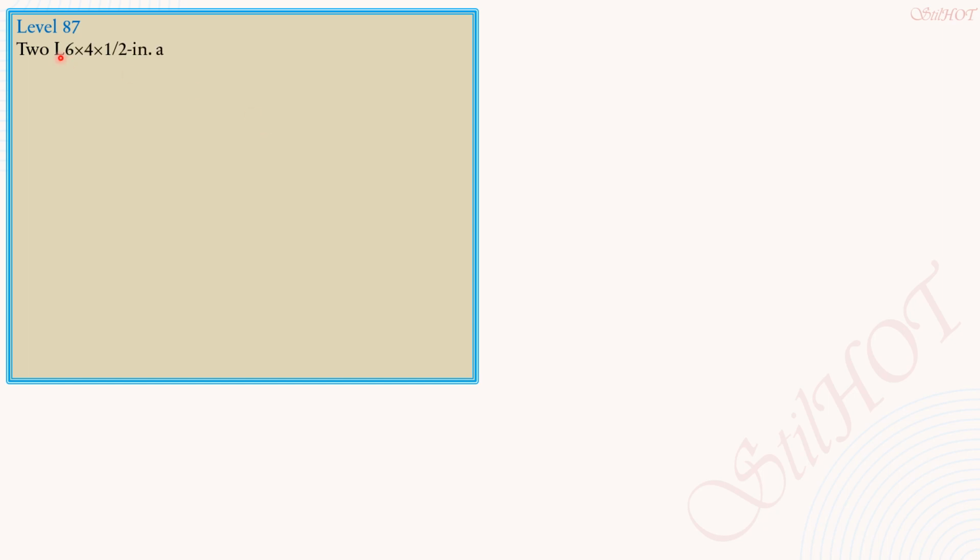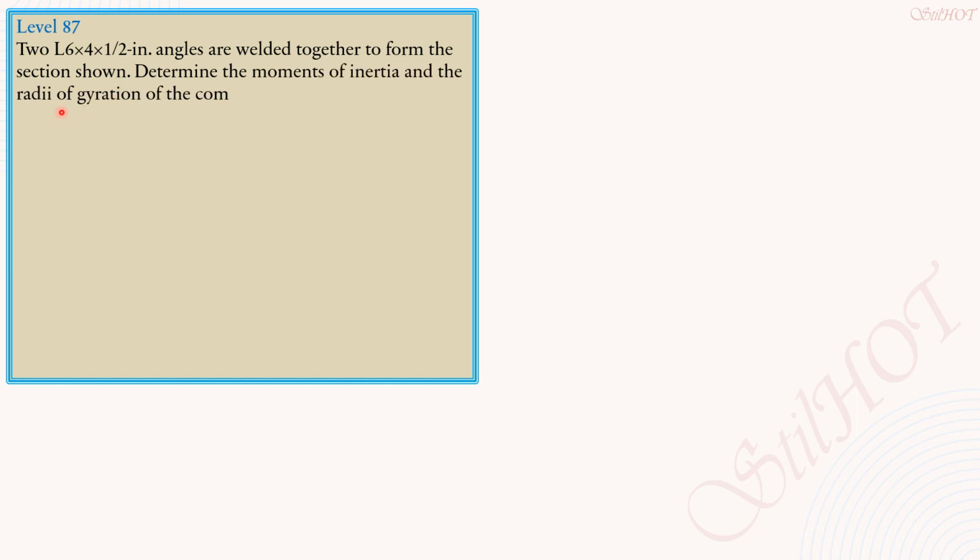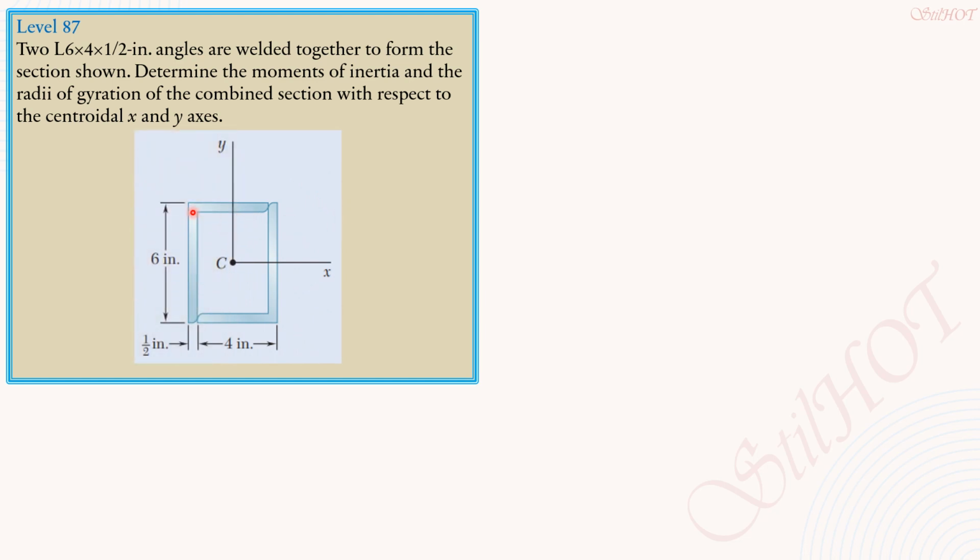Level 87, two angles 6 by 4 by 1/2 inch are welded together to form the section shown. Determine the moments of inertia and the radii of gyration of the combined section with respect to the centroidal x and y axis. So here is the orientation of the two identical angles, 6 by 4 by 1/2 angles.